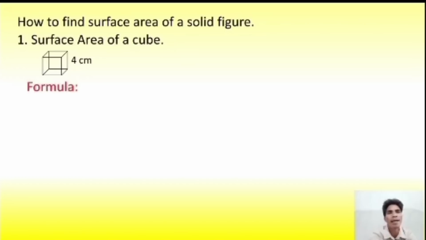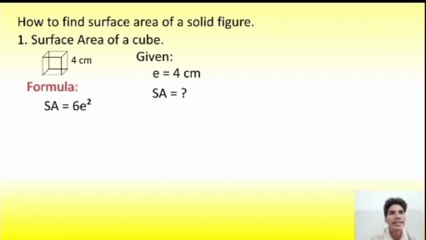So, the formula in finding the surface area of the cube, we have SA equals 6A squared. So, 6 is the constant or the 6 sides or the 6 face of the cube. Then, A is the measure of its face. Then, squared. So, given, we have A is 4 cm.